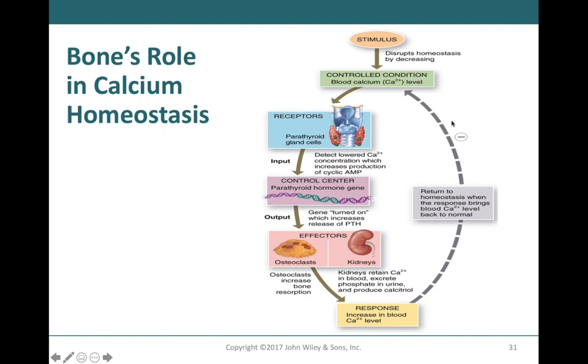This is an example of a negative feedback loop. So when our blood calcium levels are decreased, we're going to see this feedback loop. But what happens if our blood calcium level goes too high? What if we go over 11 milligrams per 100 milliliters? And that is where we see calcitonin come in. So parathyroid hormone functions to increase blood calcium, while calcitonin is actually going to decrease blood calcium.